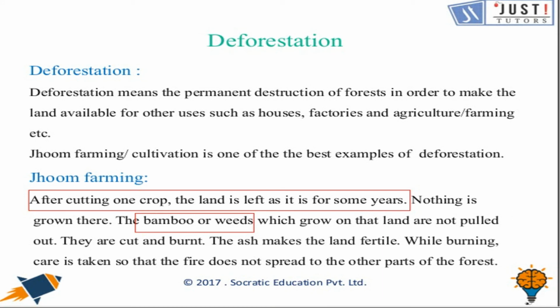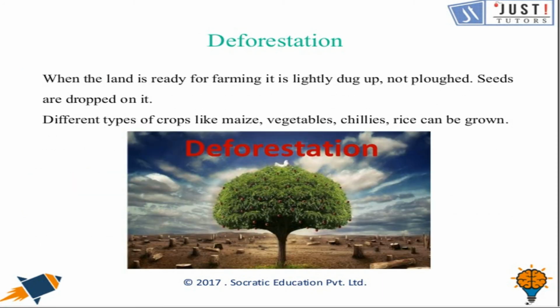And here we have a little introduction about deforestation. When the land is ready for farming, it is lightly dug up, not ploughed. Seeds are popped on it. Different types of crops like maize, vegetables, chilies, and rice can be grown. So this is all about deforestation, and you can see the picture here. When the whole forest has been destroyed, this is the kind of picture we see, and it's very saddening. So we should stop deforestation and plant as many trees as we can.